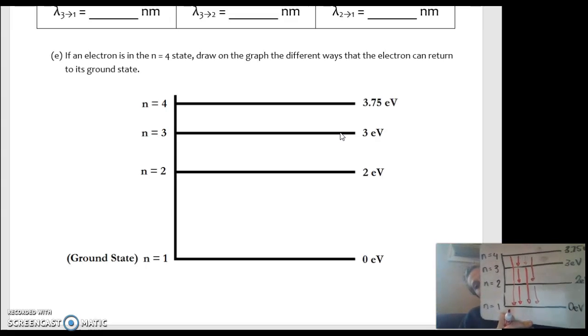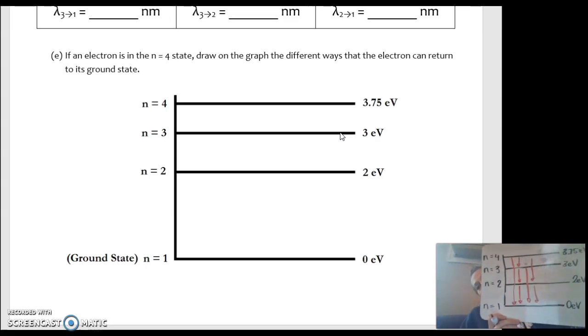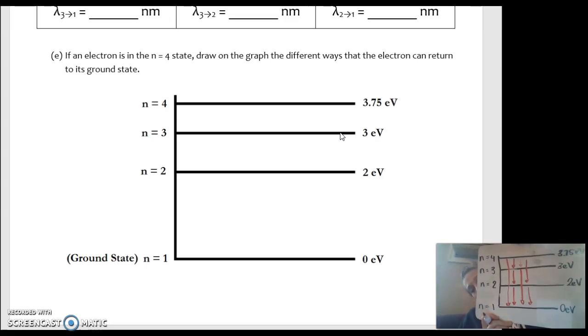We would say that this electron could have 1, 2, 3, 4, 5, 6, 7 different energy emissions to get from the excited state of n equals 4 to the ground state of n equals 1.